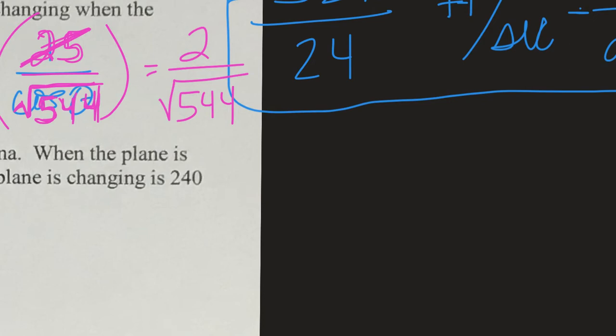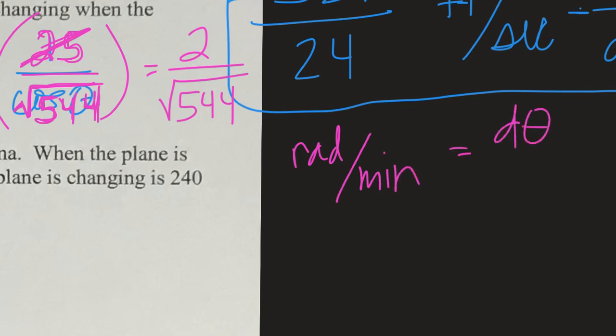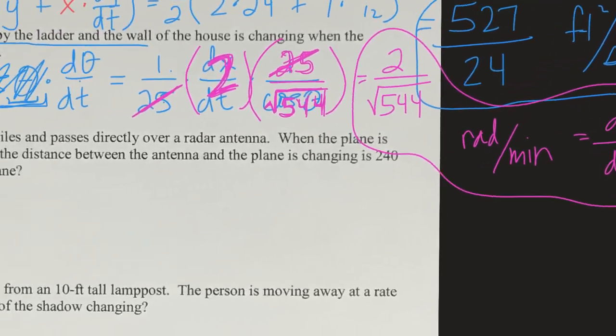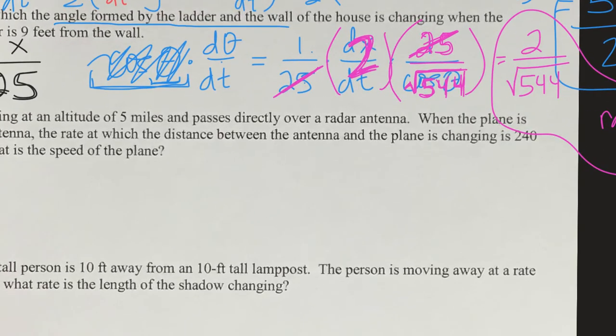But our rate, right, this is an angle, so I'm assuming these are going to be in radians per minute. Okay, so the angle is changing at a rate of 2 over root 544 radians per minute. Wow, that's some stuff right there.